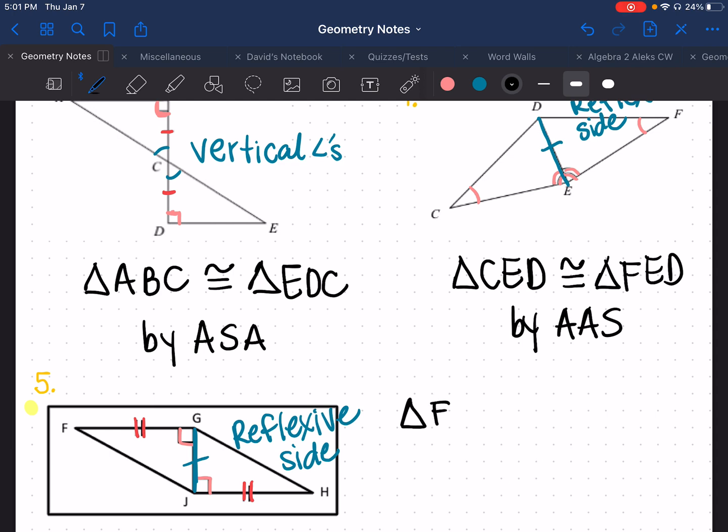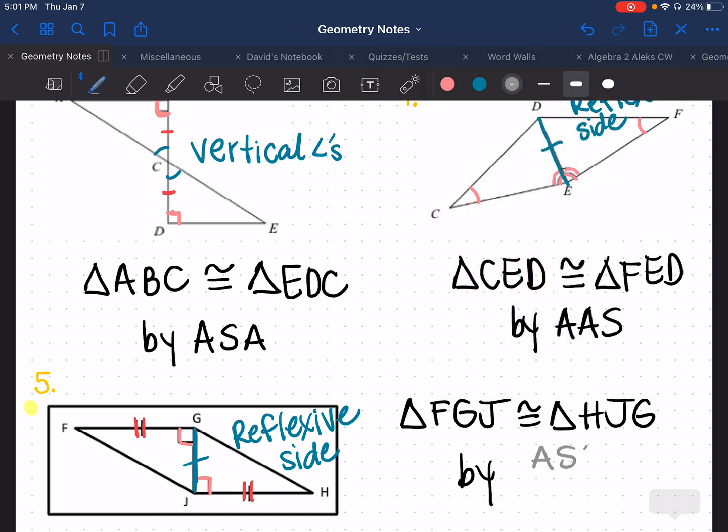I'm going to name the top one FGJ is congruent to triangle, then it would be HJG by, and I want you guys to figure it out. I'm going to give you an extra little hint. It's either going to be angle, side, angle, or it's going to be angle, angle, side, because those are the two that we talked about today. Oops, why did that happen? But I probably threw on there some other ones from yesterday into your exit ticket. Good luck, guys.